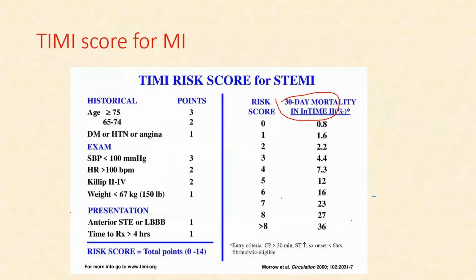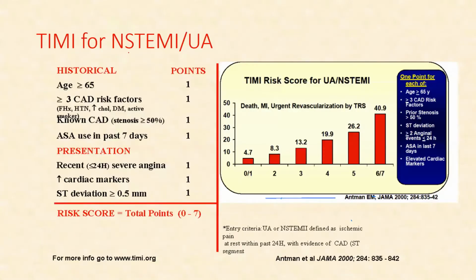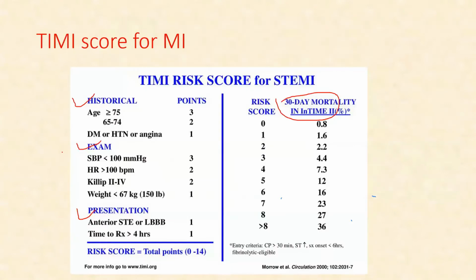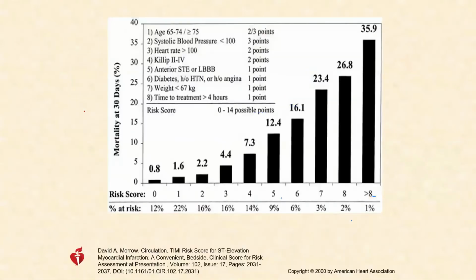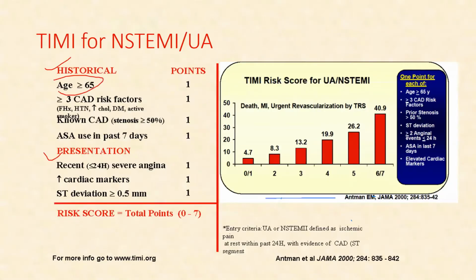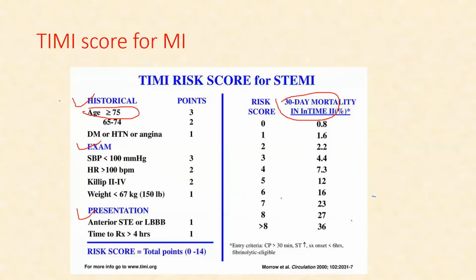Now, if you see here, you have historical data, exam data, presentational data in TIMI score for STEMI. In TIMI score for non-STEMI and unstable angina, we have only historical and presentation data. We don't have clinical exam features. Age is here, we also have age here. Risk factors are here, we also have risk factors here.